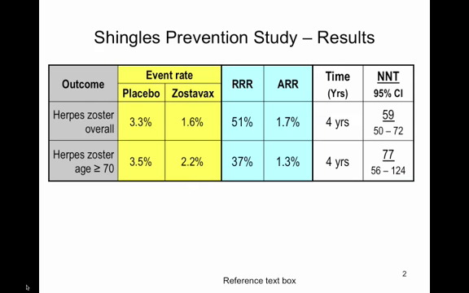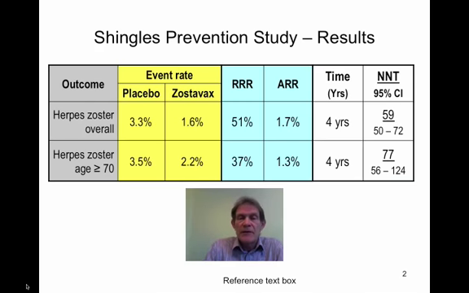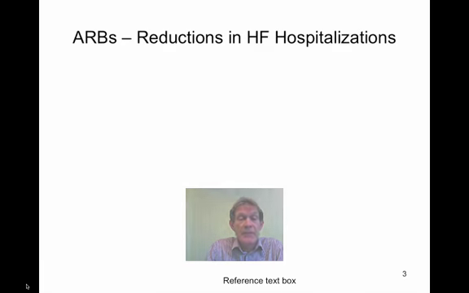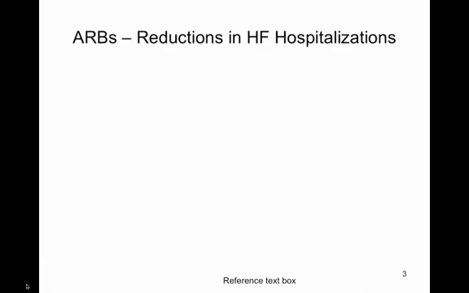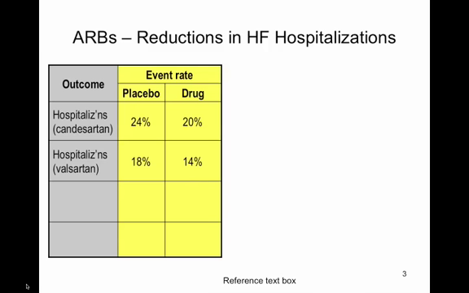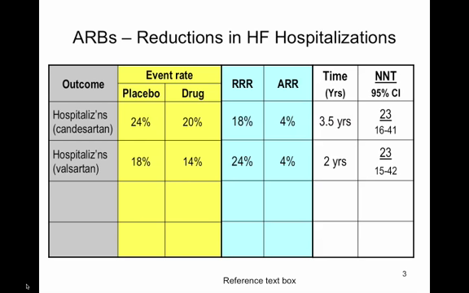Now I'll show you a slightly different format for this table slide, and this one is about reductions of heart failure hospitalizations with ARBs. And this is the slide as it appears, and you can see that in this case the outcome is the same, but the drugs are different, so candesartan and valsartan. We've got the event rates in the placebo and drug groups with the relative risk reductions and absolute risk reductions.